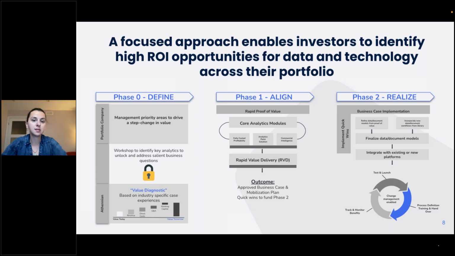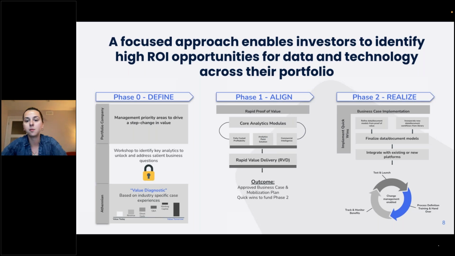Now, phase two is the realized value, and this is where the pain points and solutions addressed in that said business case are implemented, and the firm has started to see a few quick wins in their day-to-day processes. It provides the firm with the opportunity to refine the data and document models and looking out for proof of value, as well as incorporate any new data or document workflows and refine these processes as well. Teams then finalize this process and start to think about ways to integrate existing or maybe even new platforms and technologies. And now this is really where we tie in those discussions around integrations and API.